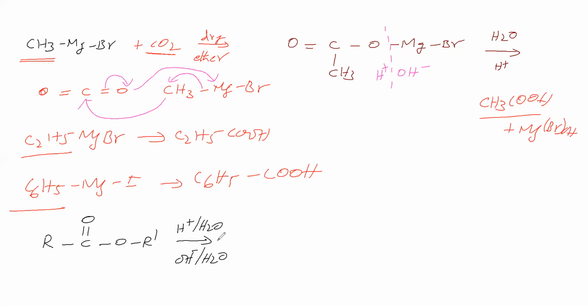Suppose we take acid, then what is the mechanism, that we will see. Now we have taken ester. Now we are giving acid, H plus. This oxygen is attacking this H plus, so we are getting C–OH plus.